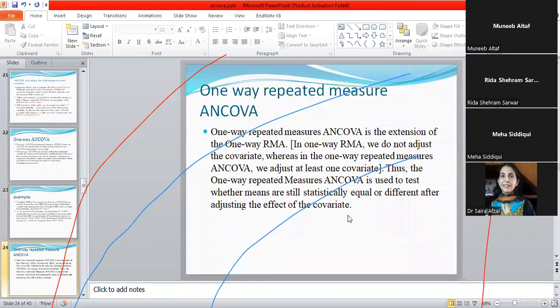One-way repeated measures ANCOVA. One-way repeated measures ANCOVA is the extension of one-way repeated measures ANOVA. In one-way repeated measures ANCOVA, we eliminate the effect of the covariate, or adjust for the effect of the covariate. It is used to test whether means are still statistically equal or different after adjusting for the effect of the covariate.